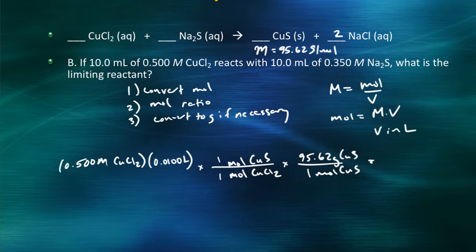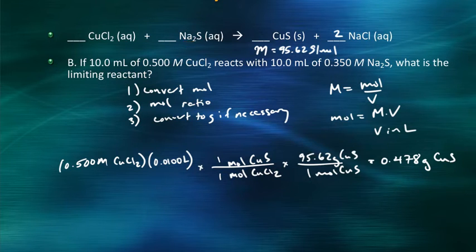And now we're going to just go ahead and do all that math. We got 0.5 times 0.01 times 1 times 95.62. To 3 significant figures, that's 0.478 grams of CuS. So we did that for the first reactant, meaning that if this thing reacts all the way, the maximum we can make here is 0.478 grams of CuS.